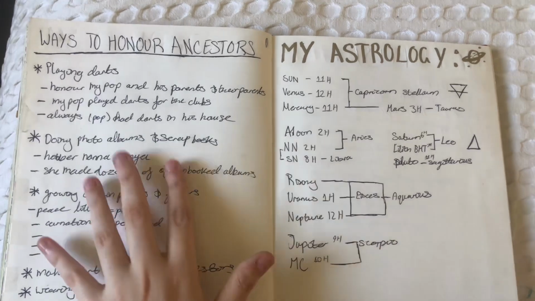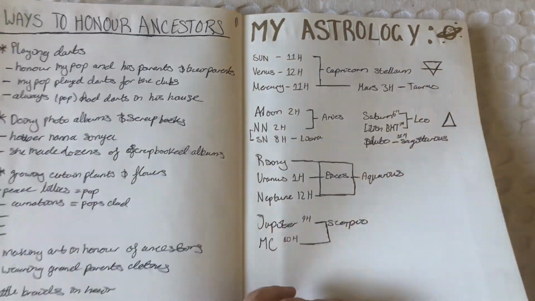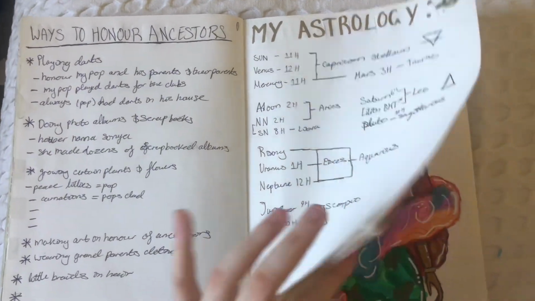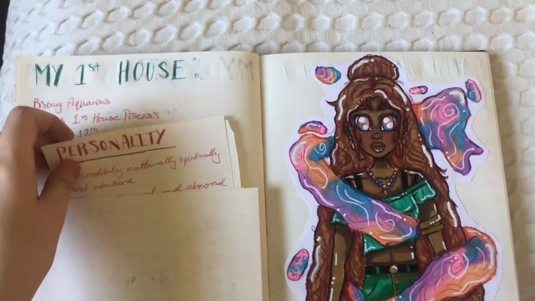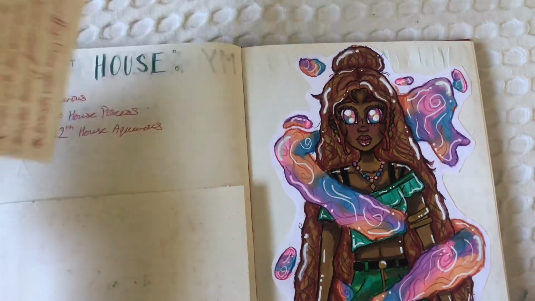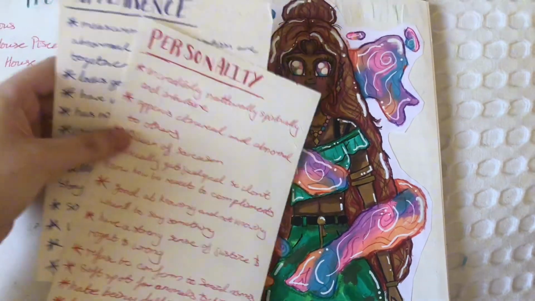Ways to honor my ancestors, my personal astrology. I will admit, despite the fact that I am an artist, a lot of this is just writing. You have a few pages where you have artworks like this, but it is largely just writing. This is about my first house, so I have another sort of pocket, and then I have pages.